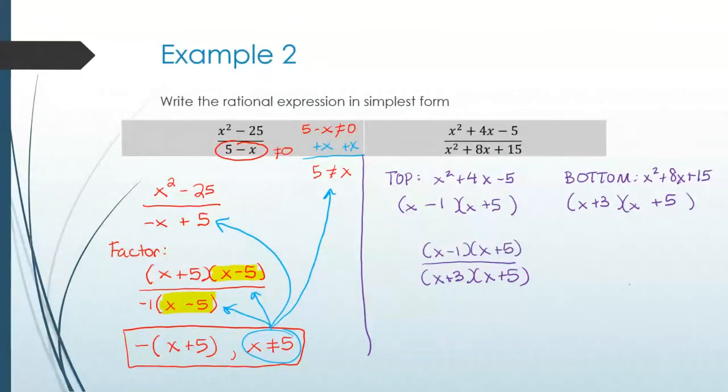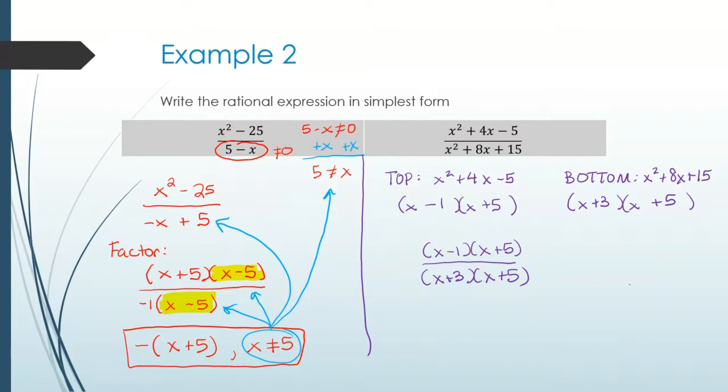Now, if you're wondering why I didn't do the domain, like I started with the first one, it's because you can't really figure out the domain until you're factored. The top, it was easy enough to figure out the domain because 5 minus x, it's easy to figure out what number makes that 0. But if you're looking at x squared plus 8x plus 15, figuring out what number makes that 0 is a lot harder to do mentally. And so you want to factor.